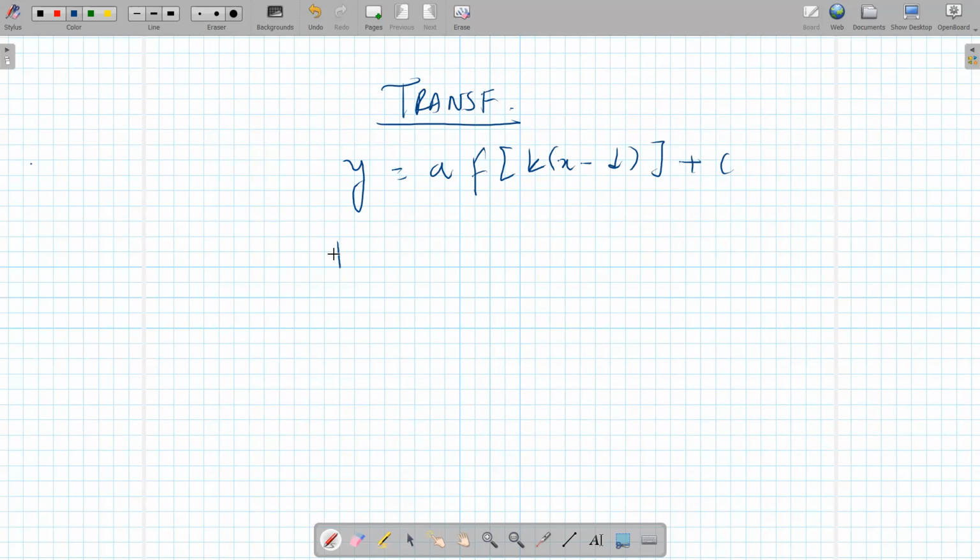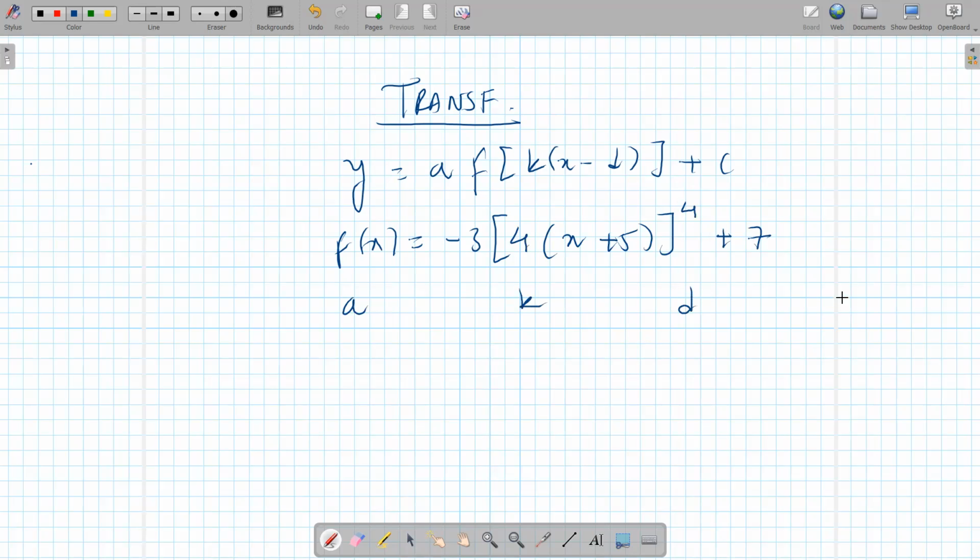For example, you can have something like f of x is equal to negative 3, and then open a bracket, 4, open another bracket, x plus 5, to the power of 4, plus 7. Tell me what a, k, d, and c are.